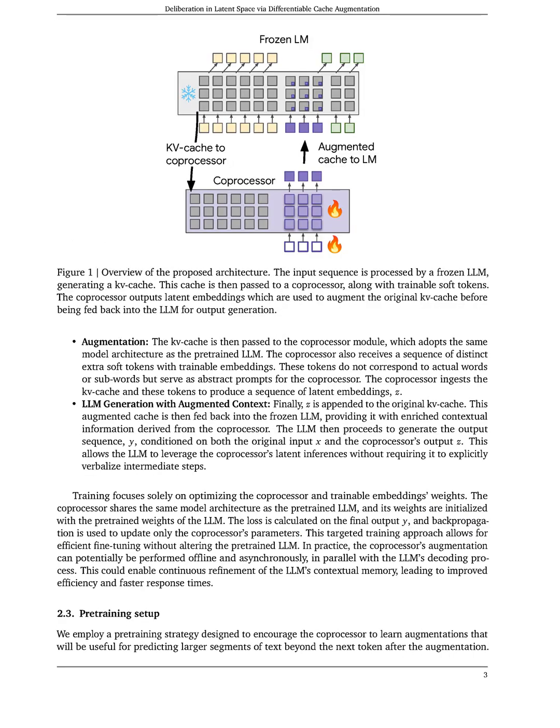The generated latent embeddings, Z, are appended to the original KV cache, creating an enriched cache. This augmented cache is fed back into the frozen LLM, which then generates the output sequence, Y, using both the original input, X, and the coprocessor's output, Z. This method allows the LLM to leverage the coprocessor's latent inferences without requiring it to verbalize intermediate steps, thus improving reasoning capabilities and overall performance on reasoning-intensive tasks.